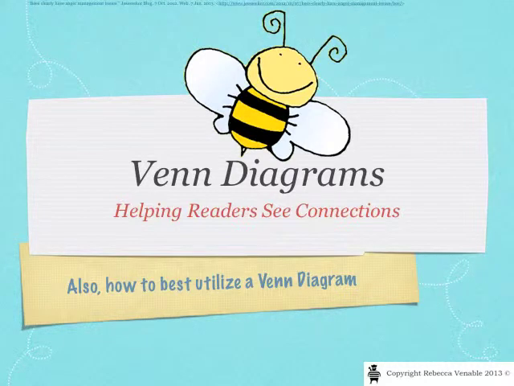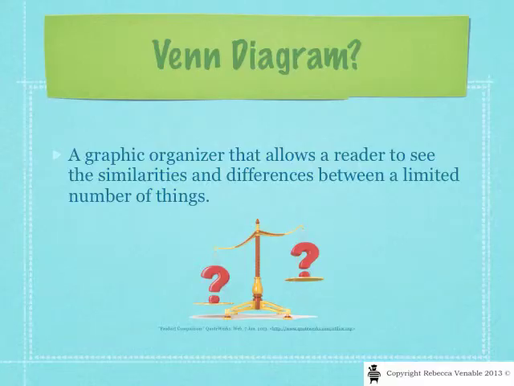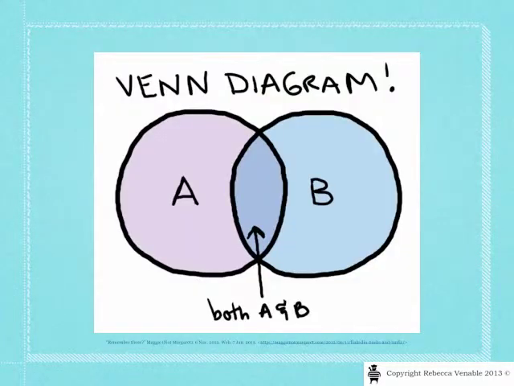Hello, today we're looking at Venn diagrams and finding comparison contrast within a paragraph to help you turn those into a Venn diagram. So what is a Venn diagram? It is a graphic organizer that allows a reader to see the similarities and differences between a limited number of things. Now, Venn diagrams can have an infinite amount of items within them, but for today, to begin with, we're only having 2 items. And that looks like this.